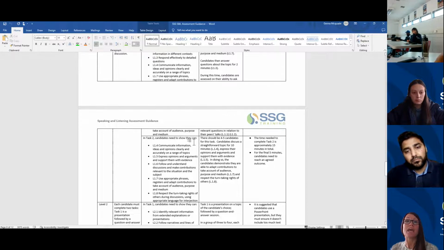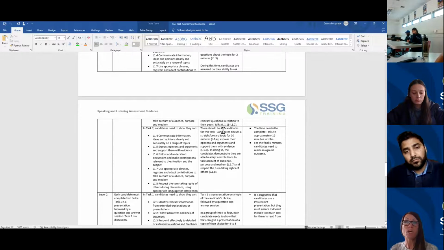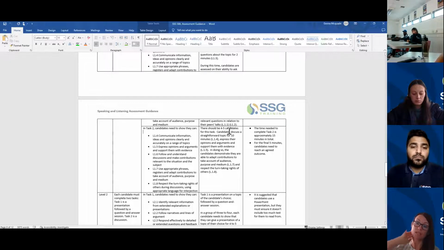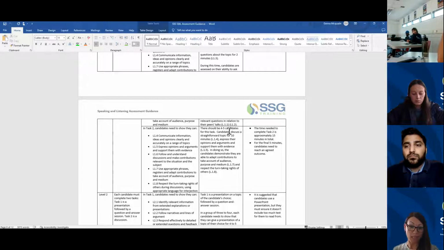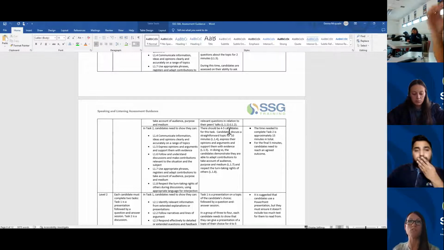Task 2 is a discussion. So again, 4 to 5 candidates, max 5 really, because otherwise it could just go on and on. And they need to talk about a straightforward topic for 10 minutes. So with this being level 1, straightforward topic is the key here. It doesn't need to be anything considered to be sophisticated, just a straightforward topic that they can talk about quite confidently.